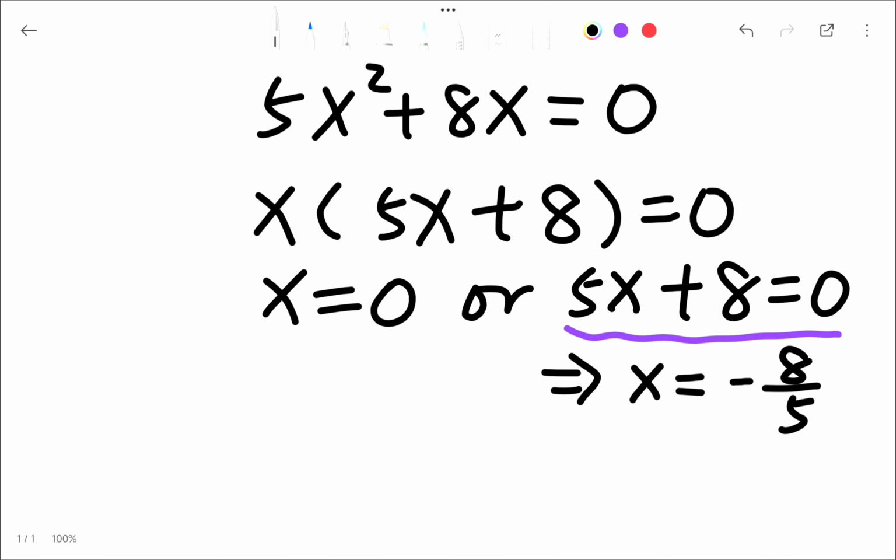There you have it. The solutions to this quadratic equation are x equals 0 or negative 8/5.